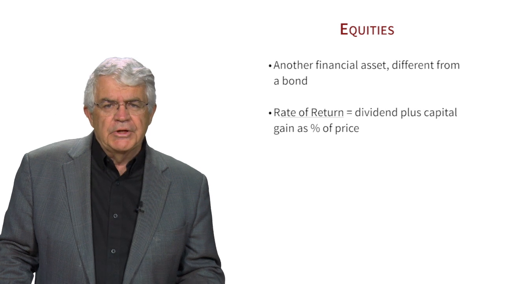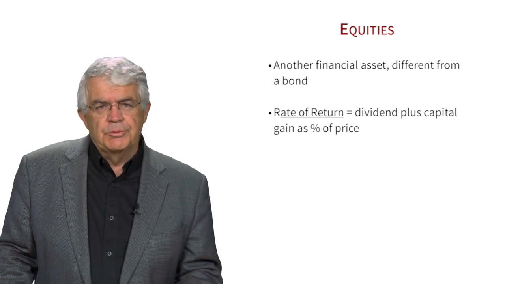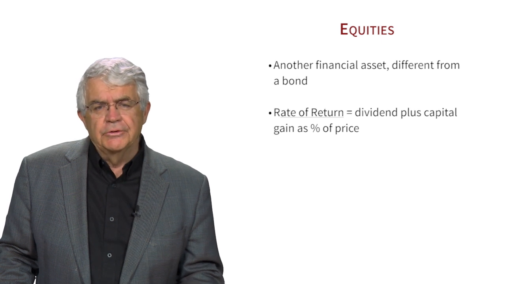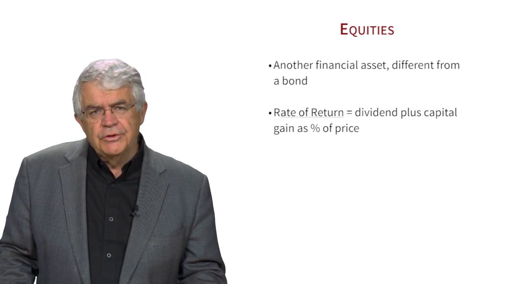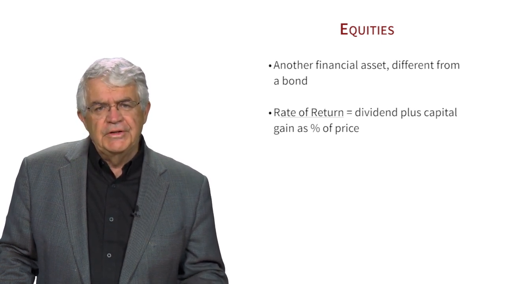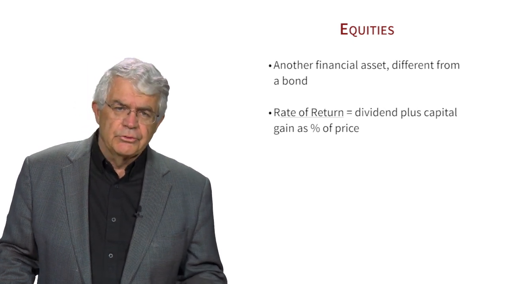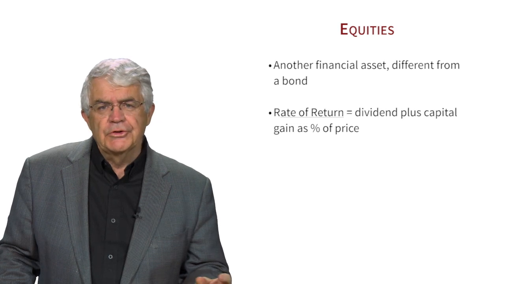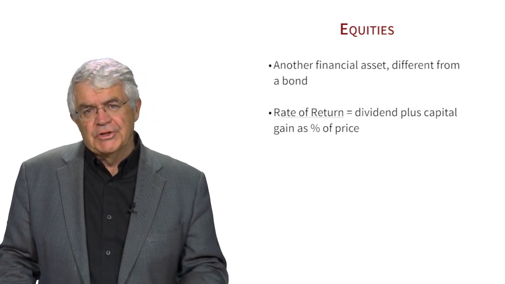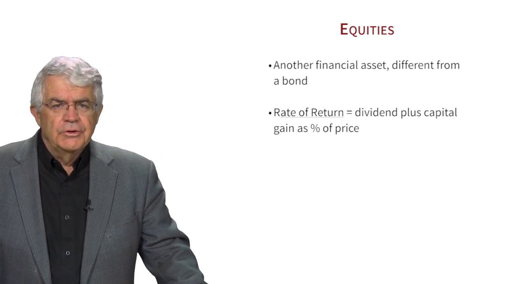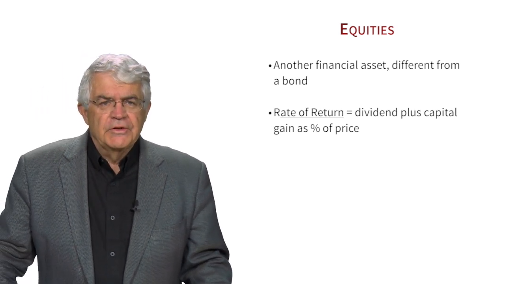You also have capital gains, as you do with bonds. The price can go up, which is a gain. The price can go down, which is a negative capital gain or a loss. But the rate of return, therefore, is really going to be the dividend plus the capital gain as a percent of the price. Whereas you should recall in the case of a bond, the rate of return is the coupon on the bond plus the capital gain as a percent of the price. The concept of rate of return is very similar, but you have to think of the dividend.